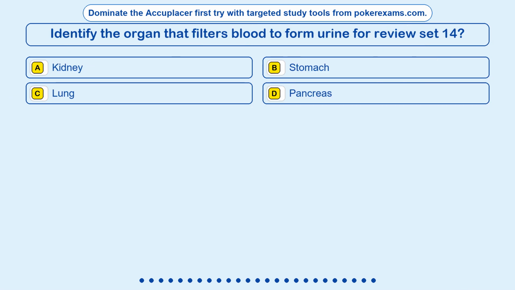Question 24. Identify the organ that filters blood to form urine for review set 14. Option A, kidney. Option B, stomach. Option C, the lung. Option D, pancreas.